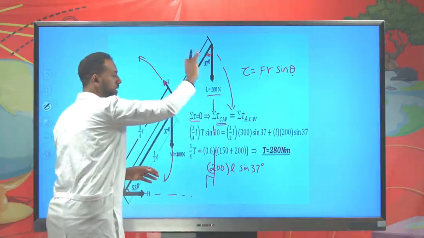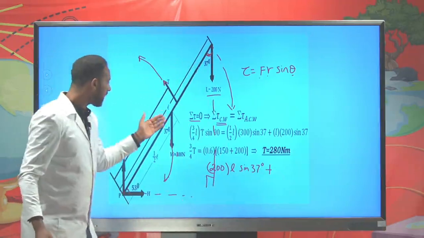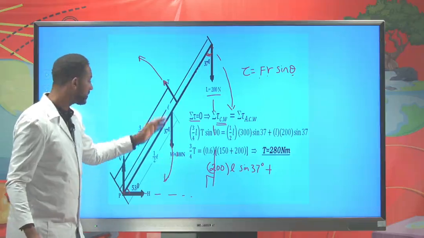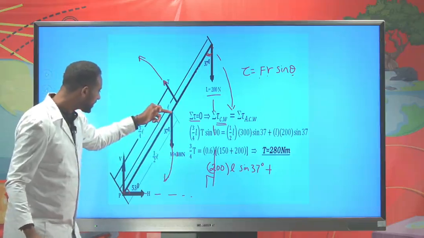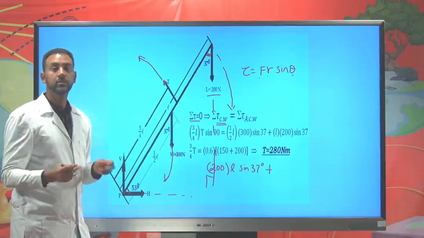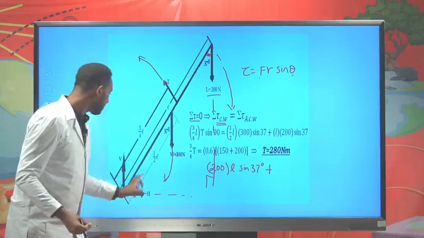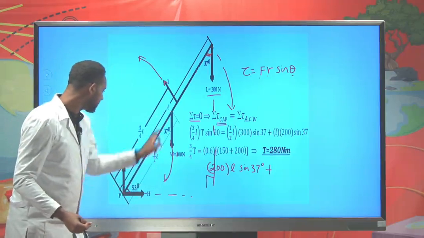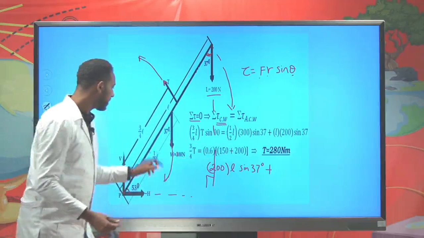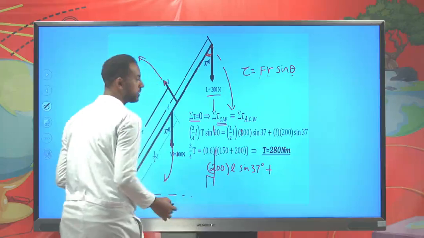These are the torques which are acting clockwise, plus the other torque which is acting clockwise is the weight of the bar itself. It has its own weight and it's found exactly at half of the length. For a uniform rigid body, the weight is exactly found at the center. So we can multiply the weight times the length, 1 over 2 L, and the weight of the bar is actually 100 Newton.